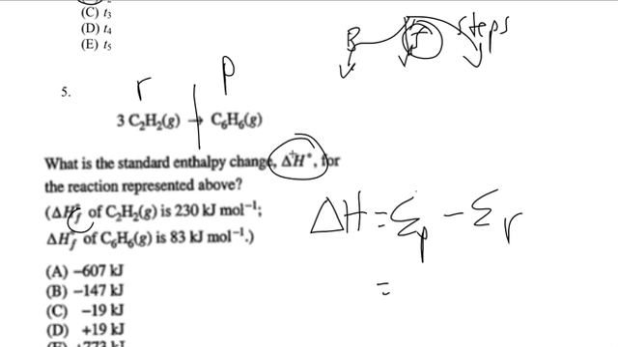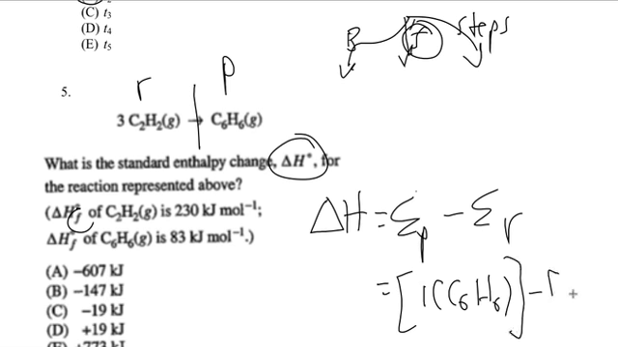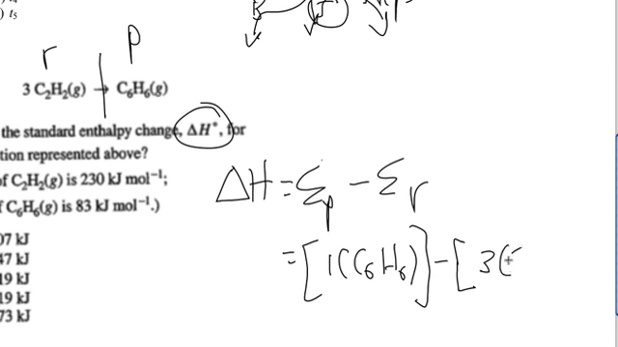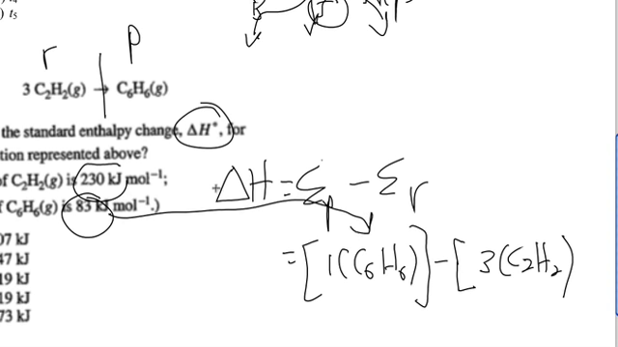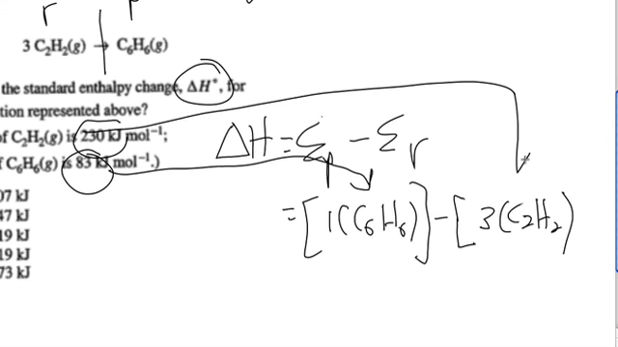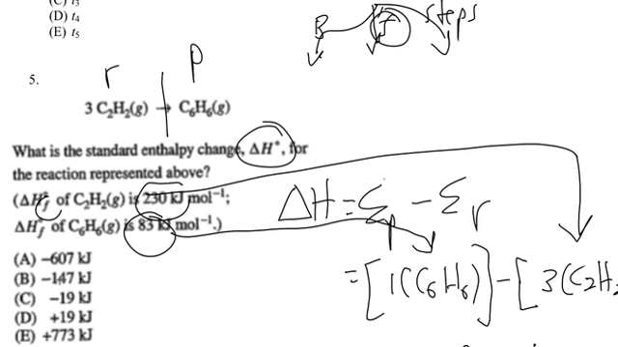We know that these are products, these are reactants. So I'm going to open up here to the key so we can follow along. That's going to be 1 times the C6H6 value minus 3 times the C2H2 value. And when you plug in the 83 and the 230, you end up with a negative 607 kilojoules per mole, giving us A as the answer.